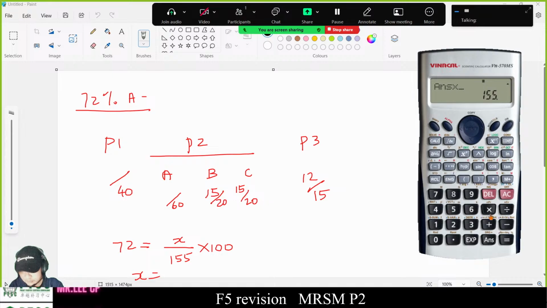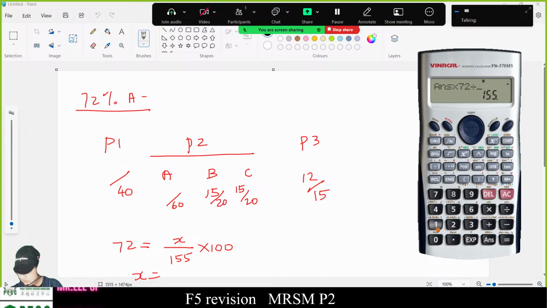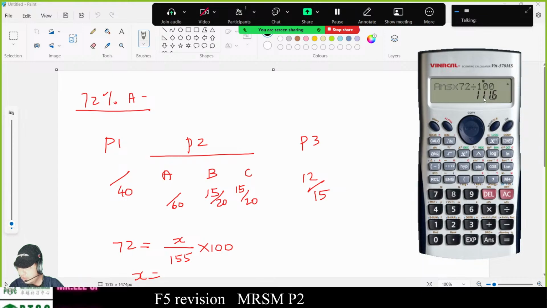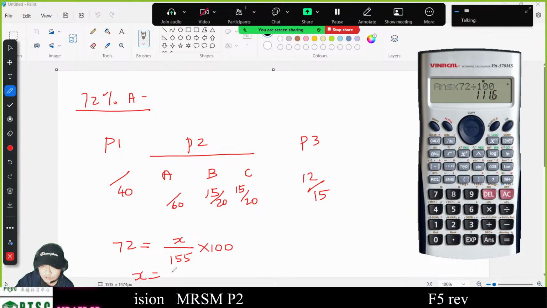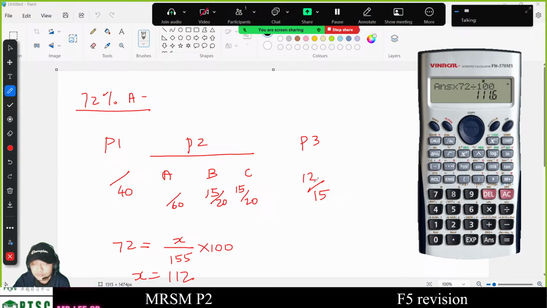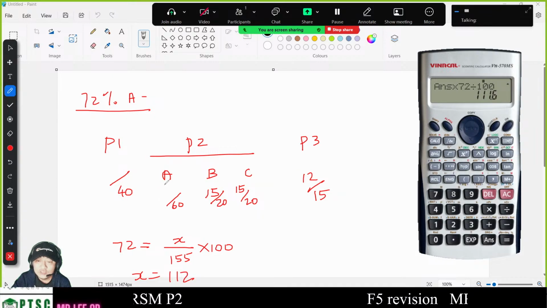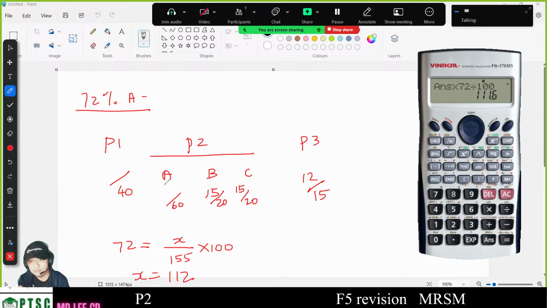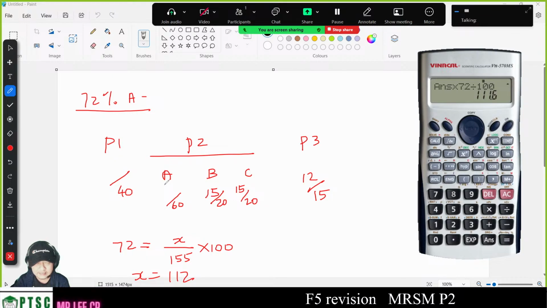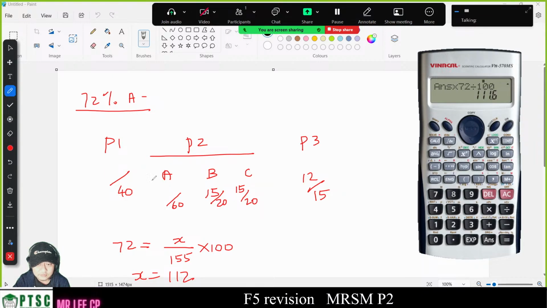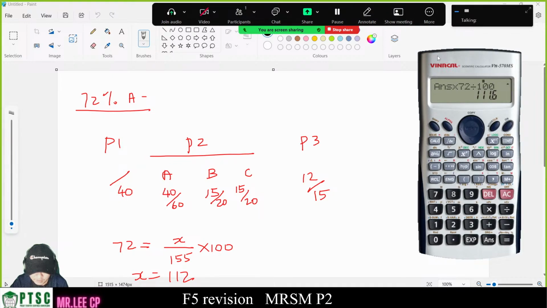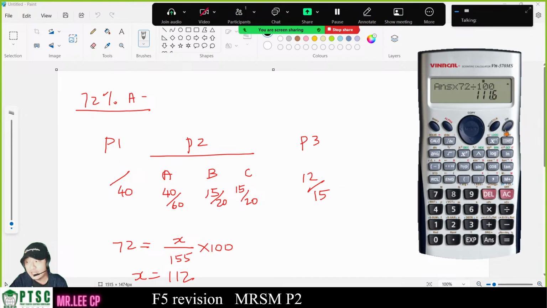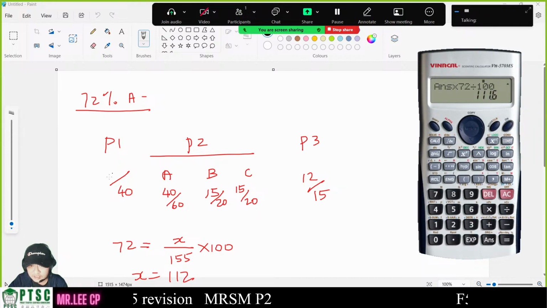155 times 72 divided by 100. So you need to get about 112 marks. We will put it as 112. Now here, I said you need to get about 40 to 45, at least 40 to 45, so that it will be easier for you to get an A. So I put it as a minimum of 40 first. Maybe some of you will get 30-something, and if so, the other part needs to be very, very hard.